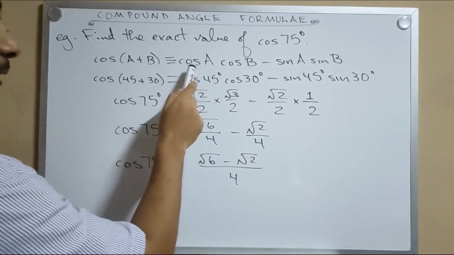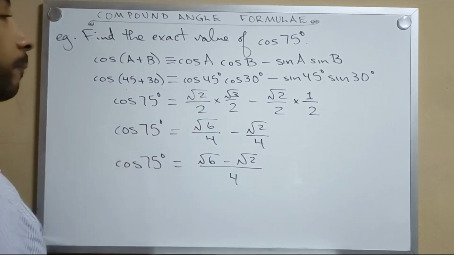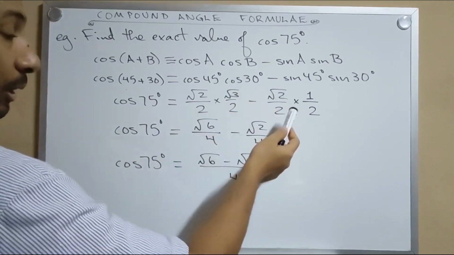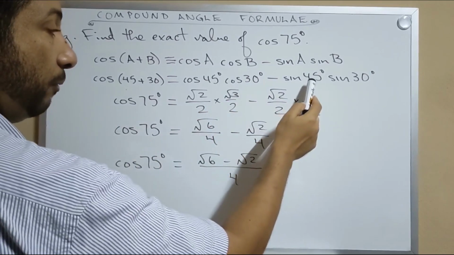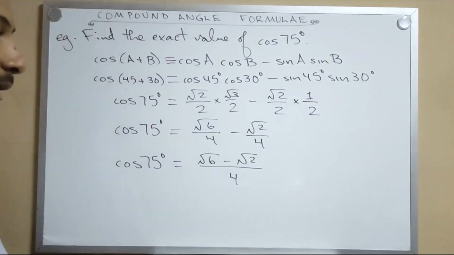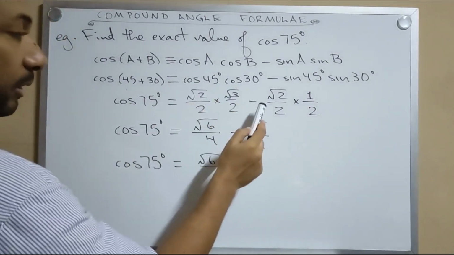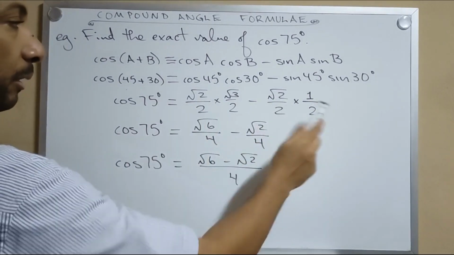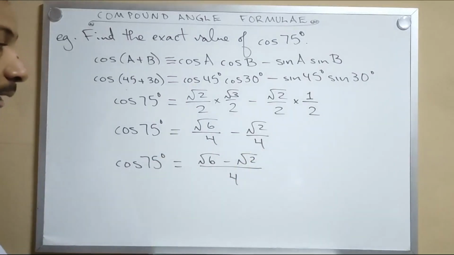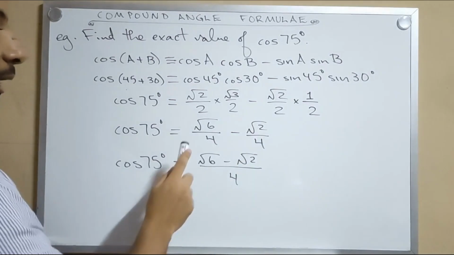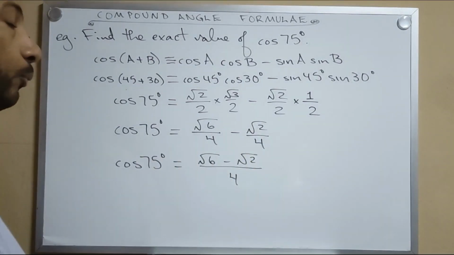So the cosine of 45 degrees is root 2 over 2. The cosine of 30 degrees is root 3 over 2. Continuing with the substitutions, the sine of 45 degrees is root 2 over 2 and the sine of 30 degrees is 1/2. Multiplying before we subtract, this will give me the square root of 6 over 4 and this will give me the square root of 2 over 4. The final step would be to simply express these with one common denominator and I'll have the square root of 6 minus the square root of 2.